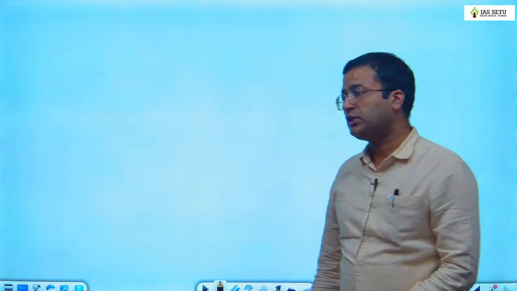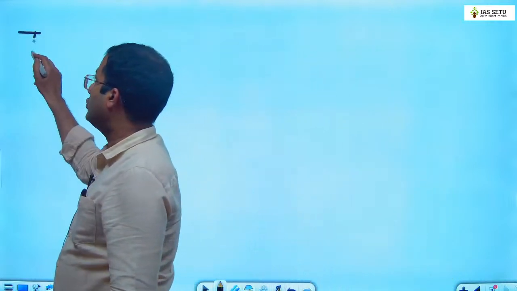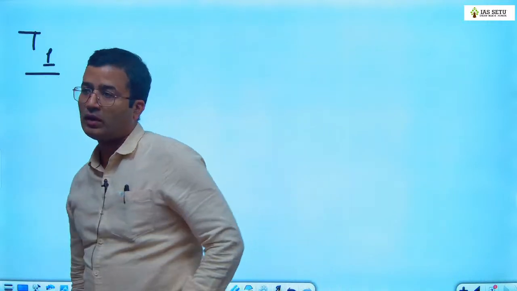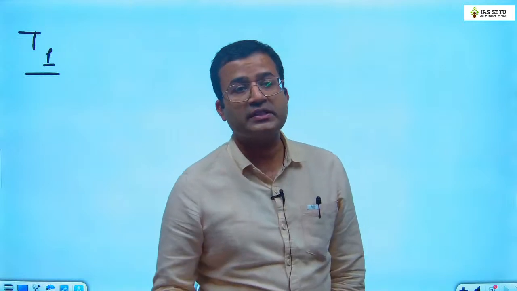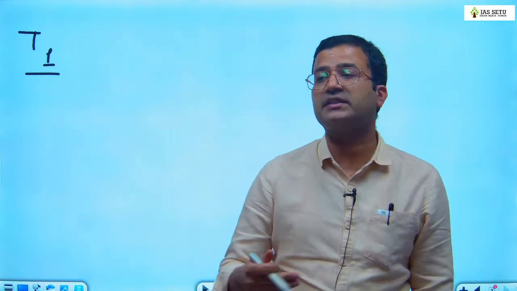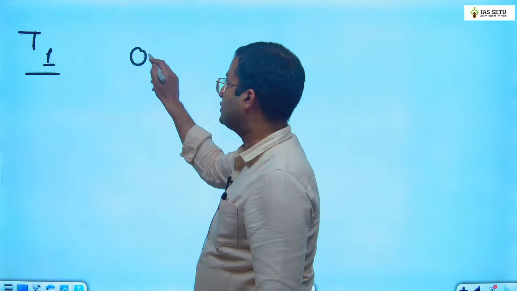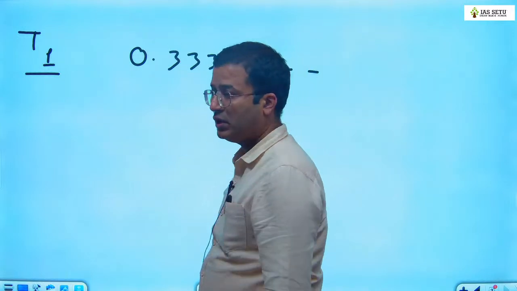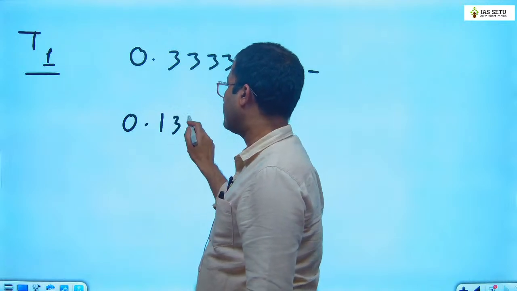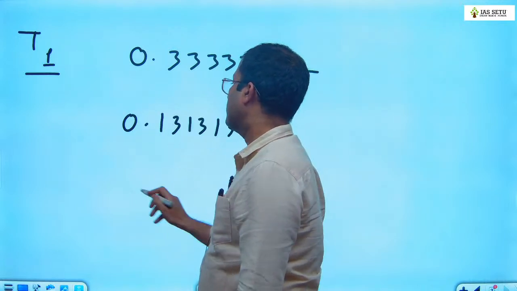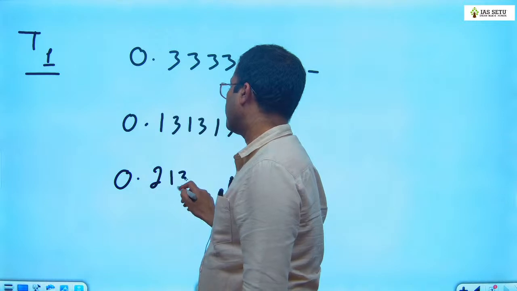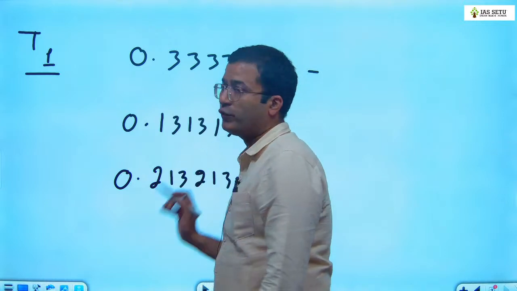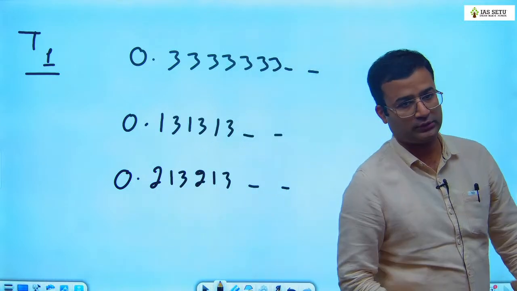So in this topic, we have three different types of questions. Type 1 question is where immediately after the decimal there is a repetition, like 0.3333, 0.131313, 0.213213. This type of questions are our type 1 questions.